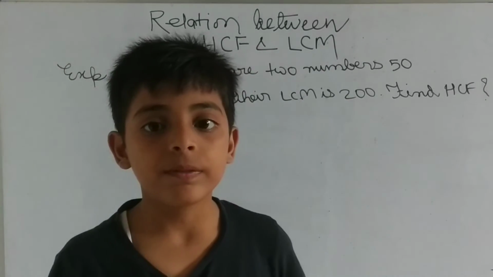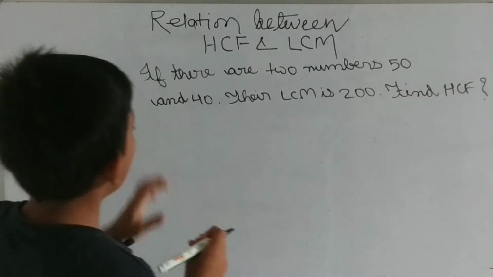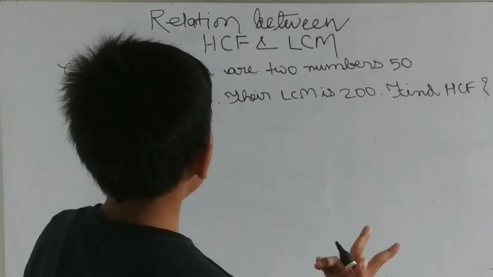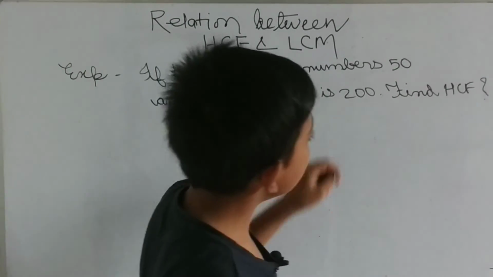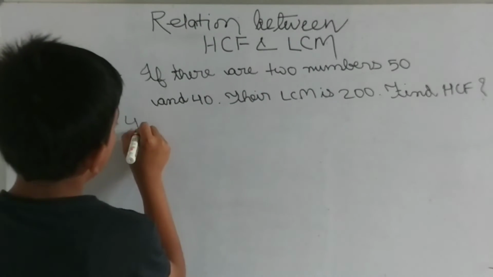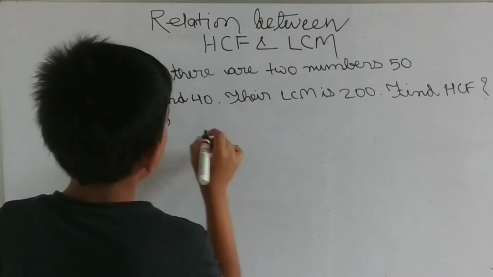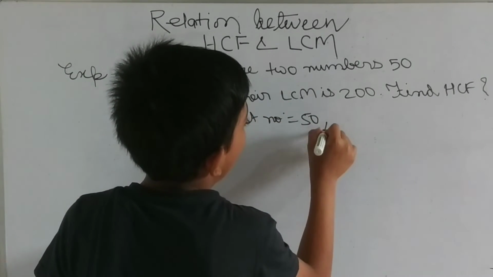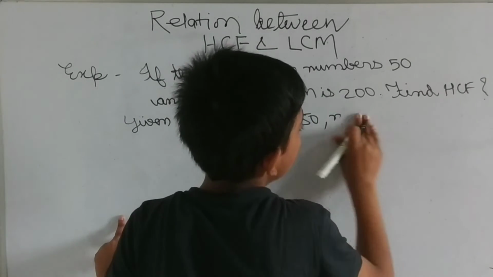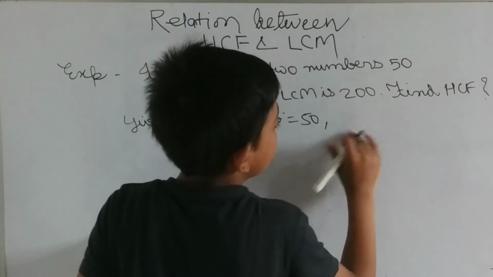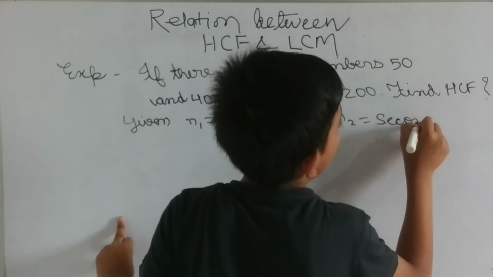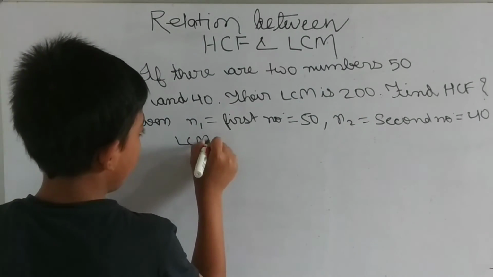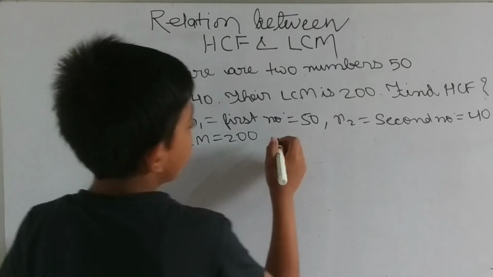Let us take another example. Here it is given that there are two numbers, 50 and 40, and their LCM is 200. Find the HCF. So what is given here? There are two numbers: N1, the first number, is 50, and N2, the second number, is 40. Their LCM is 200. We have to find the HCF.